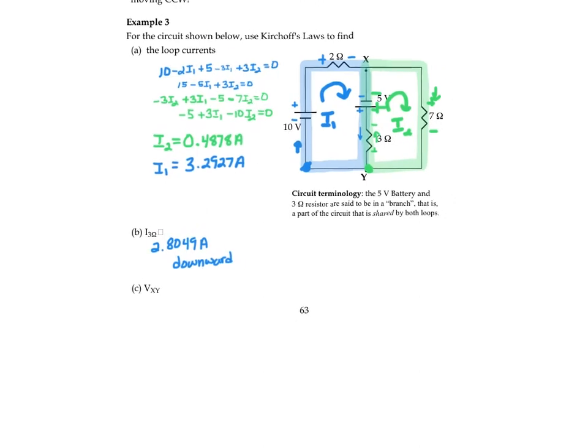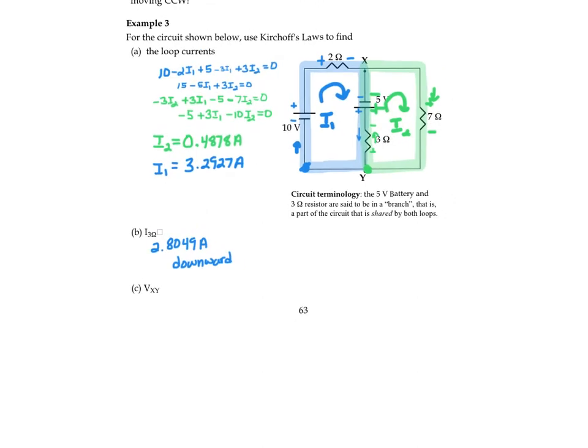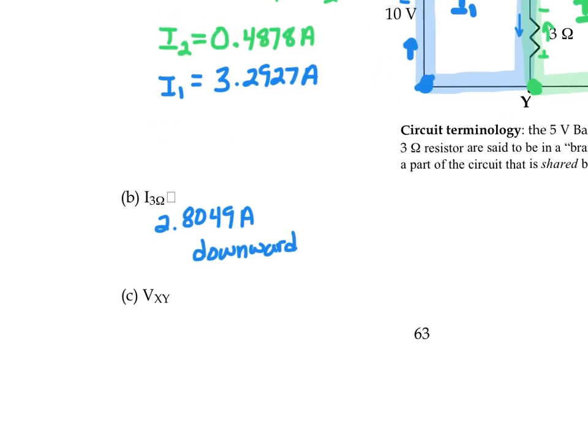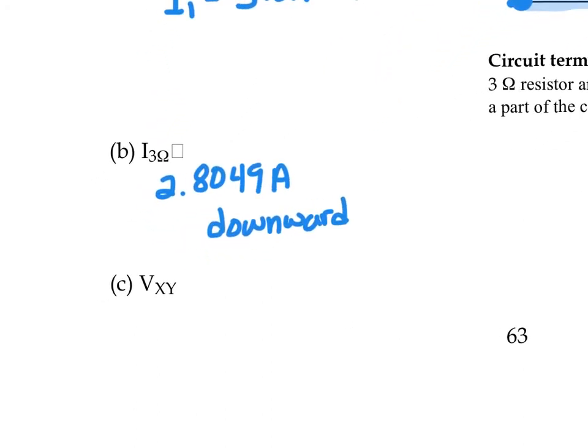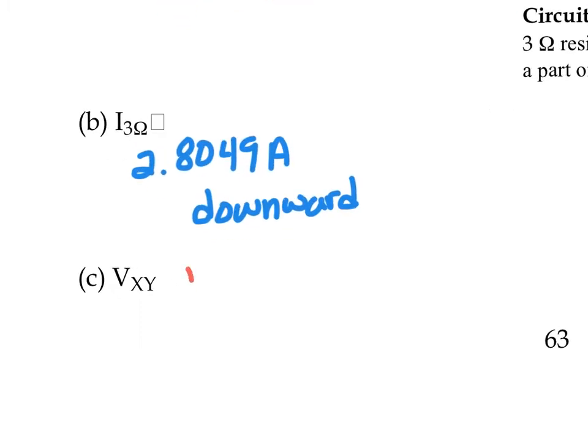Okay, now we're just left with having to figure out what Vxy is. So first, a little bit about convention. What do we mean by Vxy? What we mean there is essentially the voltage at node X relative to node Y, so that we can write it as Vx minus Vy.